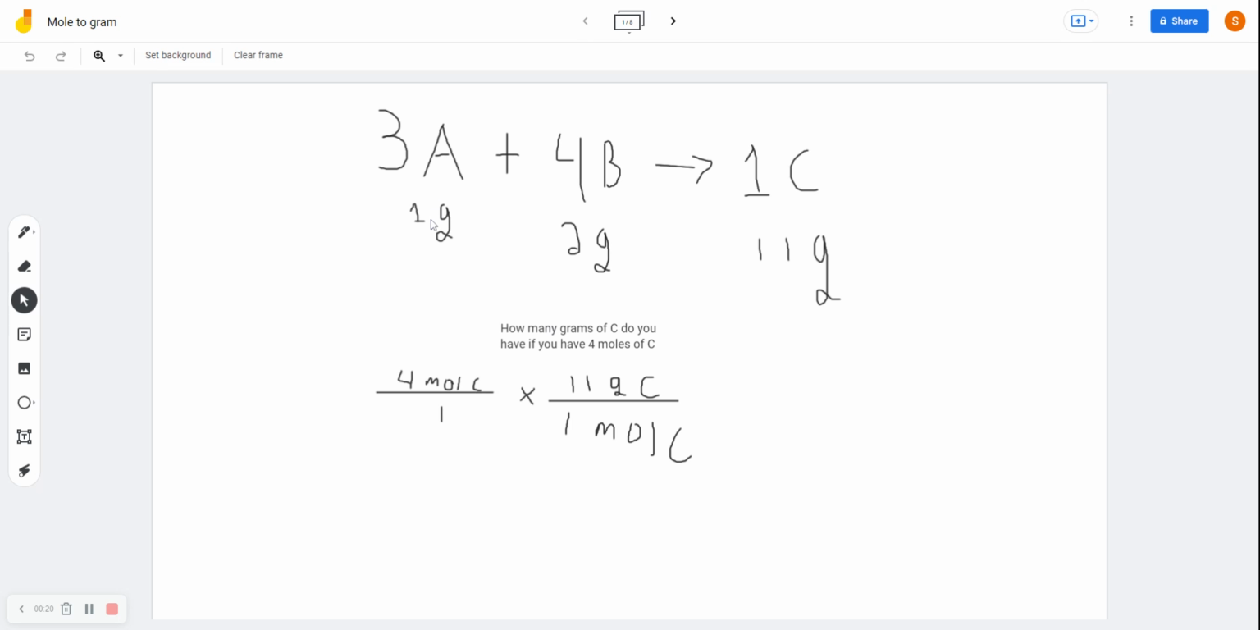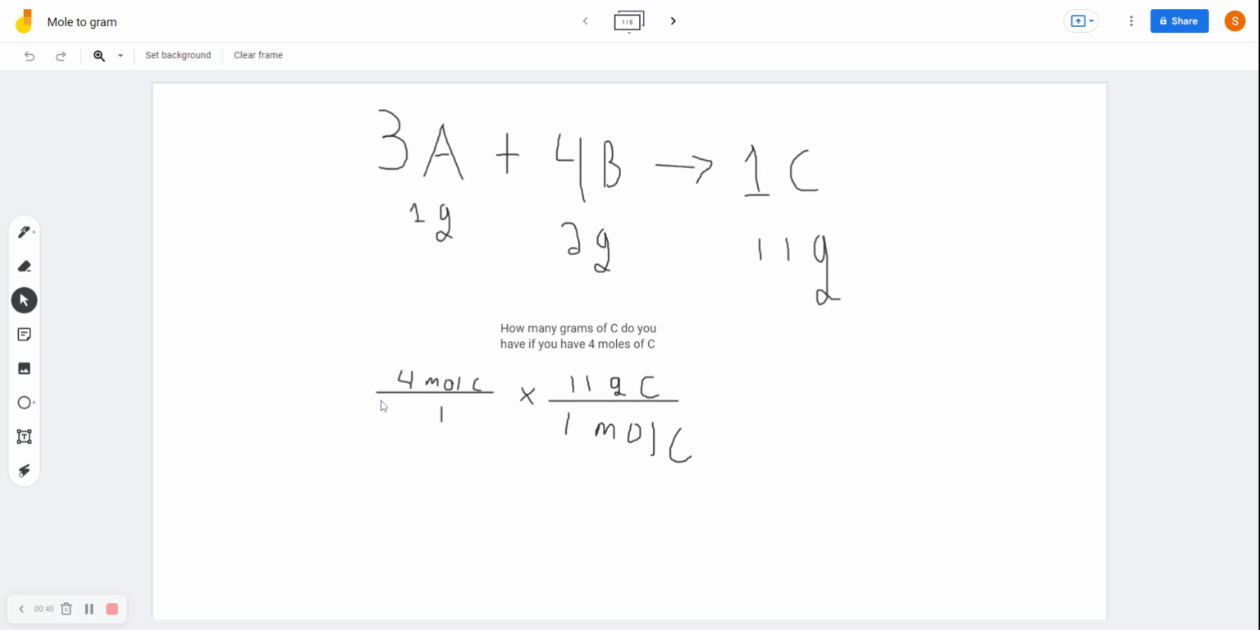so 1 mole of A equals 1 gram, 1 mole of B equals 2 grams, and 1 mole of C equals 11 grams. So how many grams of C do you have if you have 4 moles of C? So you can go to the balanced equation, multiply this by 4, you get 44.